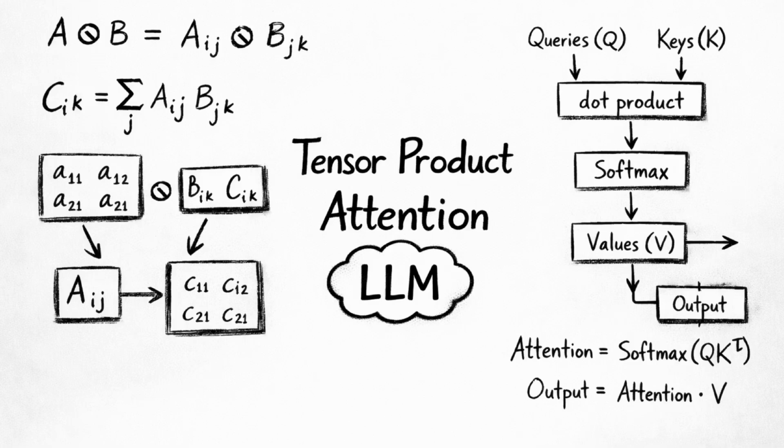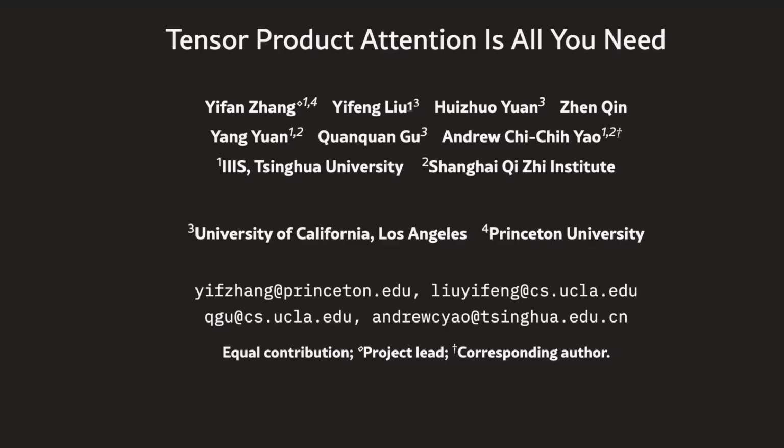This video is about tensor product attention in LLMs. We're going to look at a paper that was recently written about how we could reduce the number of operations in attention. And we'll compare that to traditional multi-head attention. So this is the paper we'll be exploring, called Tensor Product Attention is All You Need, that was recently published.